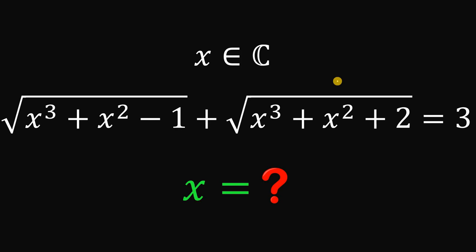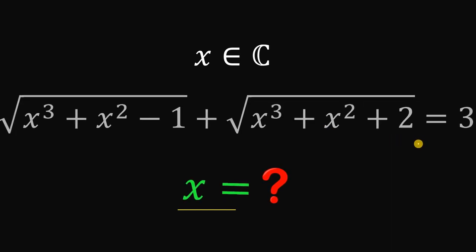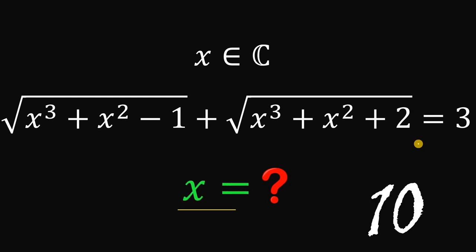Can you solve this math challenge? Here's the question. Solve for all possible values of x that satisfies this equation: square root of x cubed plus x squared plus 1, plus square root of x cubed plus x squared plus 2, equals 3. Now you can pause this video if you want to give this problem a try.